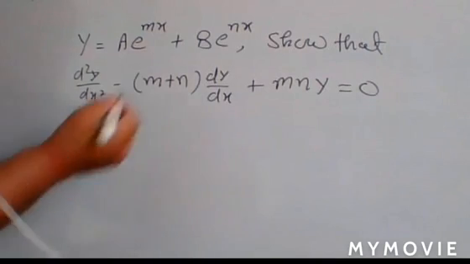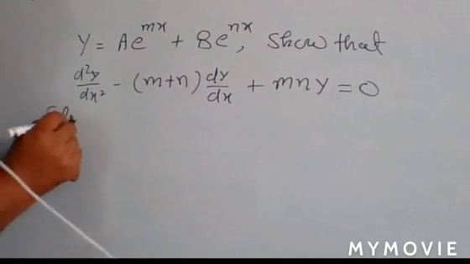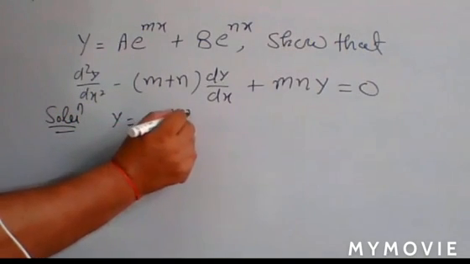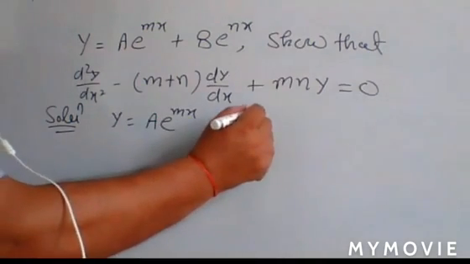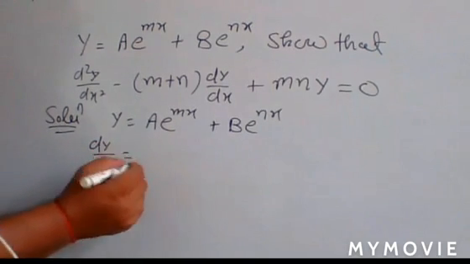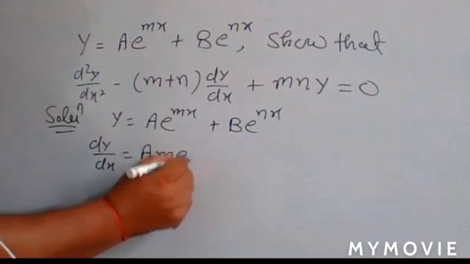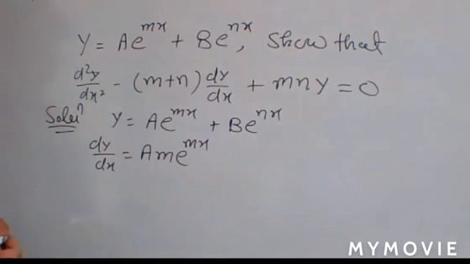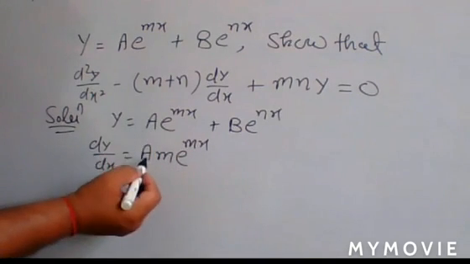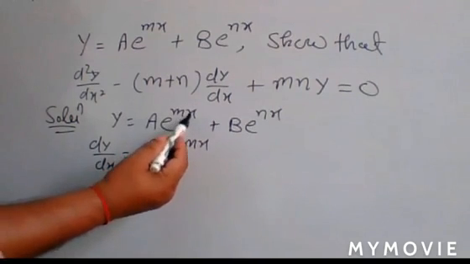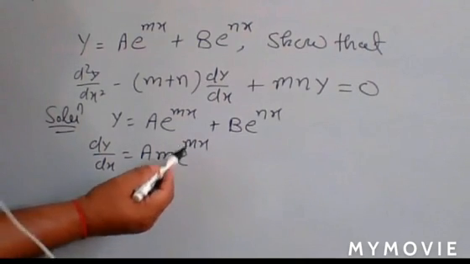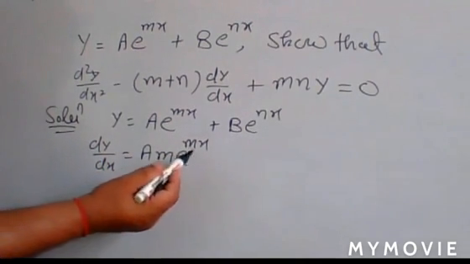Okay. So right, in the solution, first you have the given equation y is equal to a e to the power mx plus b e to the power nx, and differentiate it. dy by dx is equal to am e to the power mx. How do you get this type of differentiation? Write a e to the power mx, so its differentiation is e to the power mx into the differentiation of mx, which is m. That's why I write am e to the power mx.